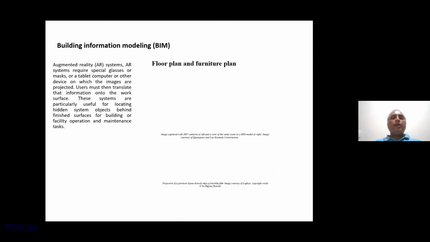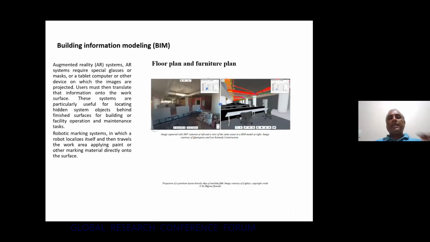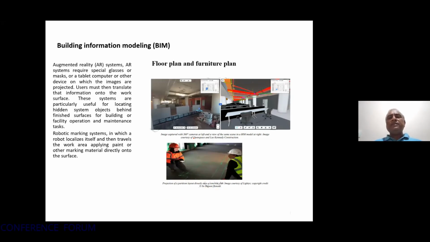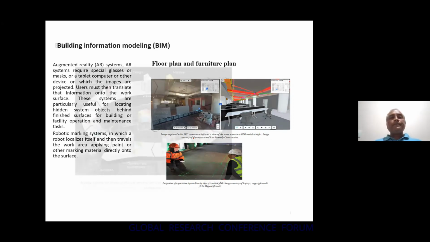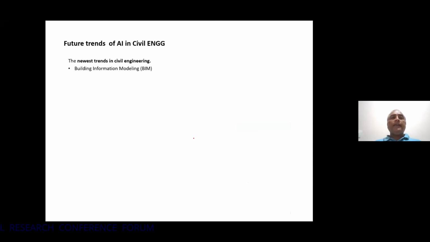AR, augmented reality, and virtual reality is another hot cake technique. If you show it the complete information, it will give you a floor plan. It will tell you, hey, this could be one of the best plans. This kind of technology will help you save cost and errors. So these are the new trends in AI.